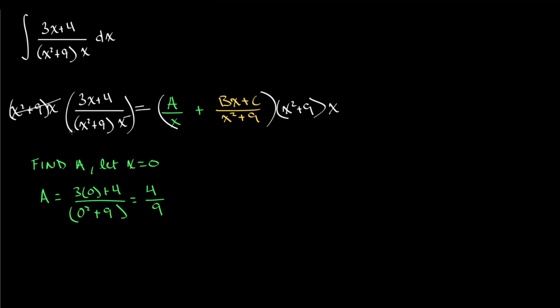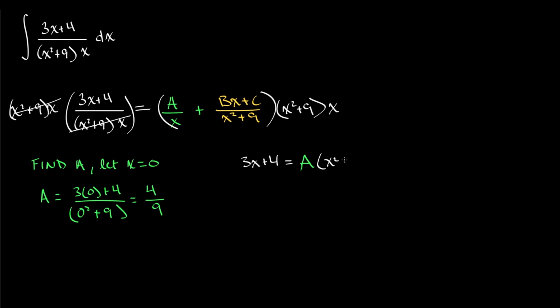We've cleared the denominator now. And then distributing this to both of our terms here, we get, on this left-hand side, 3x plus 4. And on the right-hand side, these x's are going to cancel on a, so we're left with a, and then times x squared plus 9.